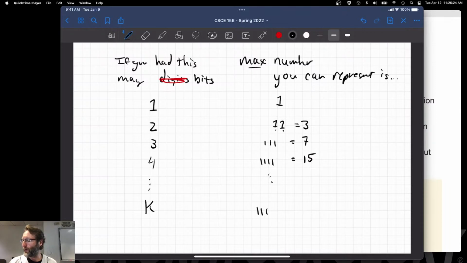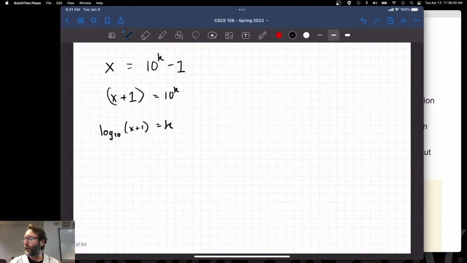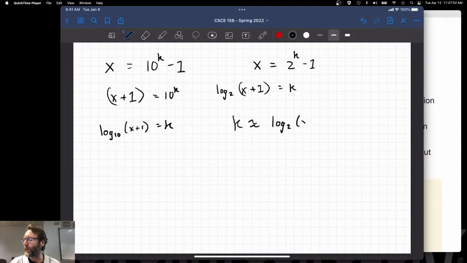If I gave you k bits, that's going to be 2 to the k minus 1. In other words, it's exactly the same as before, but instead of base 10, it is now base 2. Do the same thing. If I have x, the maximum number that I can represent, how many bits does it take to represent x? Well, 1 goes onto the other side. And now how do I get rid of that 2? Take the log base 2 of x. In other words, k, for all intents and purposes, is going to be log base 2 of x.